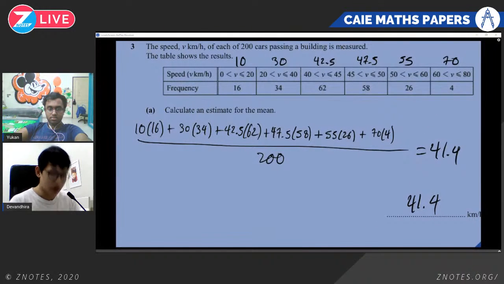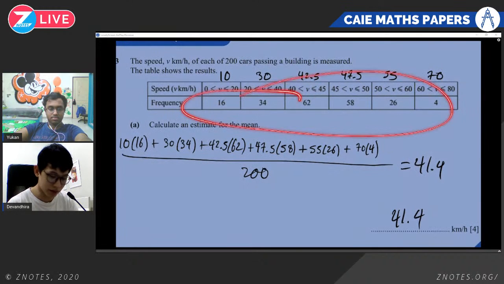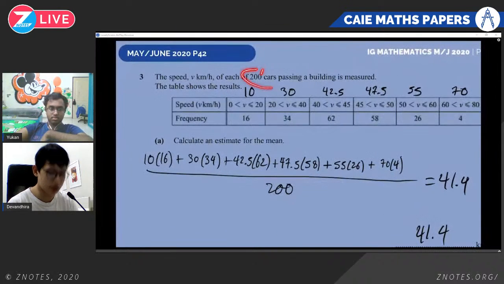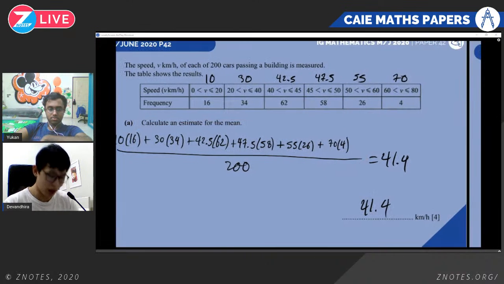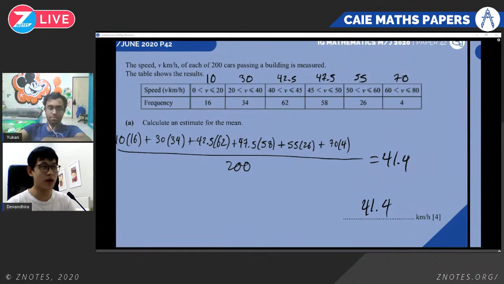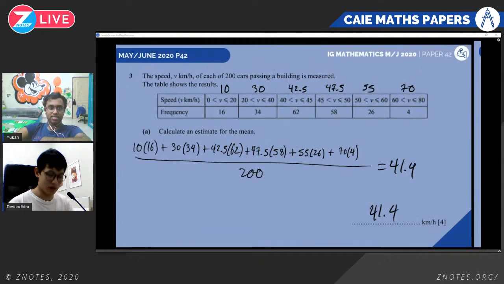And remember, when you're taking the average, you have to divide by the total frequency, correct? And in this case, it's just 200. You don't have to add them together anymore. They told you it's 200, so just divide by 200. Right. So you have this whole thing right here. You can just put that in your calculator and be happy. You get 41.4. Agree, Yugan? Is this the correct answer? Yeah, this is the correct answer.